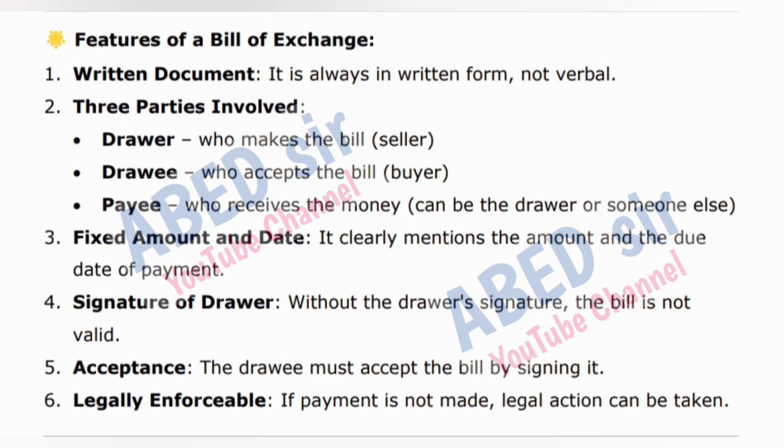4. Signature of drawer. Without the drawer's signature, the bill is not valid. 5. Acceptance. The drawee must accept the bill by signing it. 6. Legally enforceable. If payment is not made, legal action can be taken.